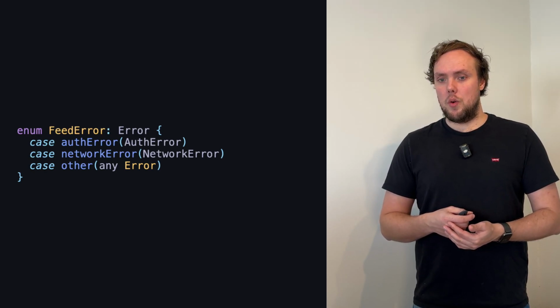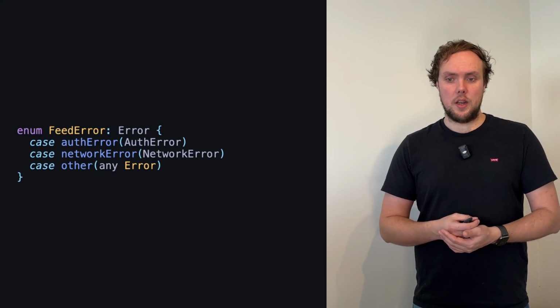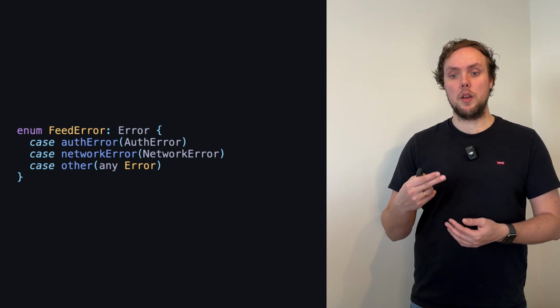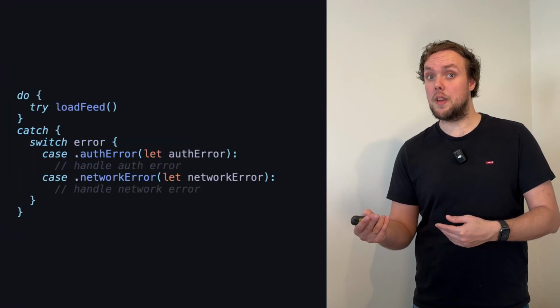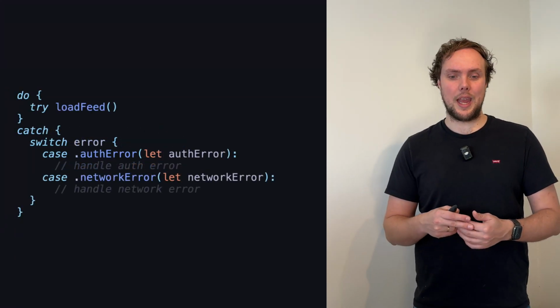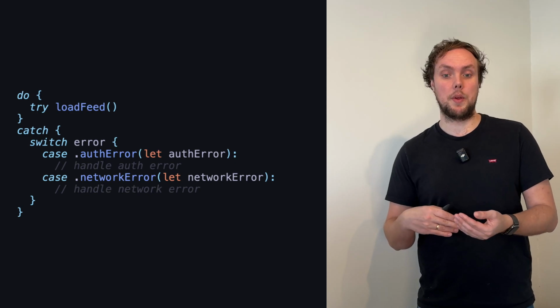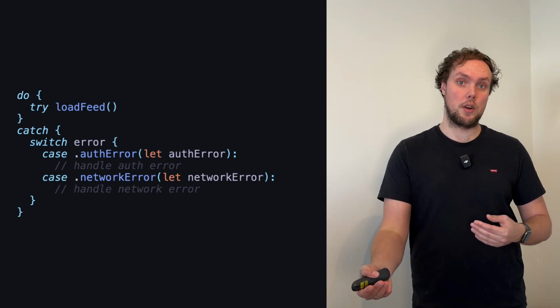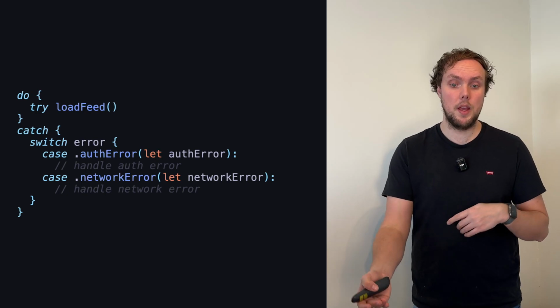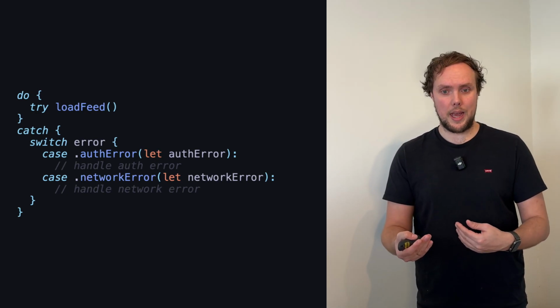Okay, so if we make our load feed throw a feed error, we could write our do catch pair a little bit like this. We have this do try feed, try load feed again, just like we had before. And in the catch, we can now switch over our error. And we can say, well, if the case is going to be an auth error, then we have a let auth error in there. We can handle the authentication error. If we have a network error, then we can handle that.